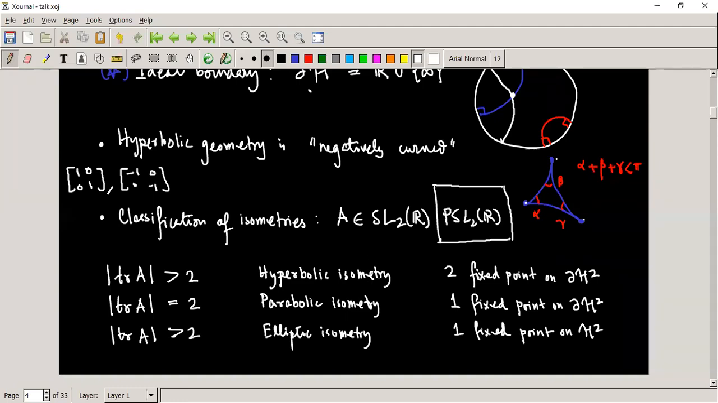In any case, matrices in SL2R have a special kind of classification. They're classified by the trace. If the absolute value of the trace is bigger than 2, they're called hyperbolic. Trace equal to 2, they're called parabolic. Trace less than 2, then they're called elliptic. Sorry, I should have said less than. So let's see.